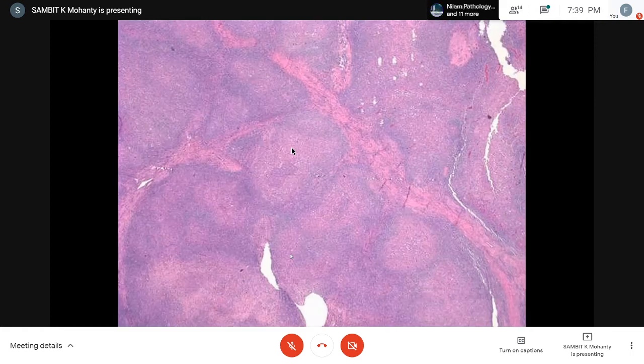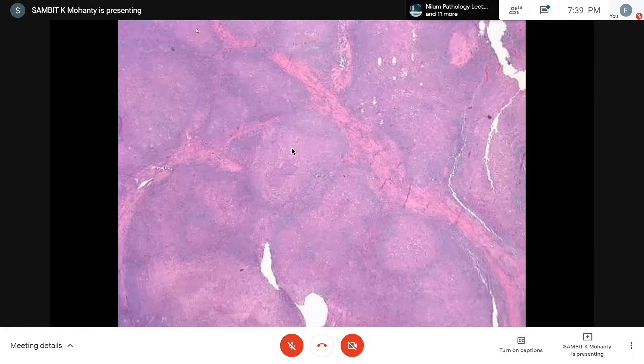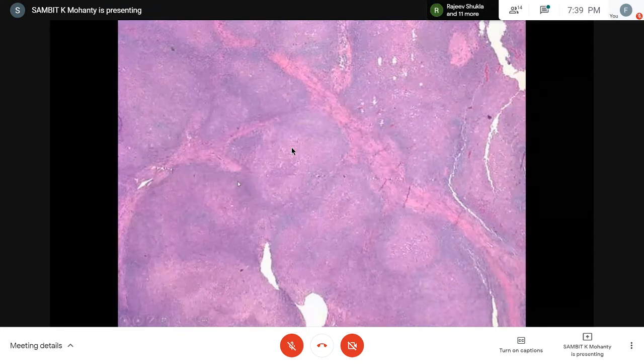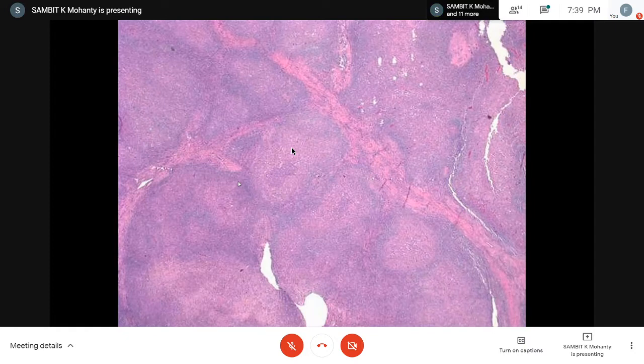So what do we have in this lymph node? This is not a capsule. This is a tract of fibrous tissue, and it is further dividing the lymph node into multiple nodules of varying size. The nodule has a dark periphery and a pale center.